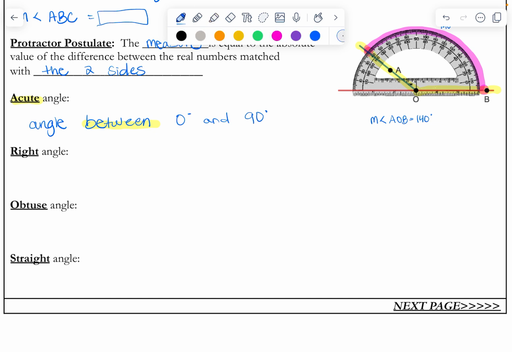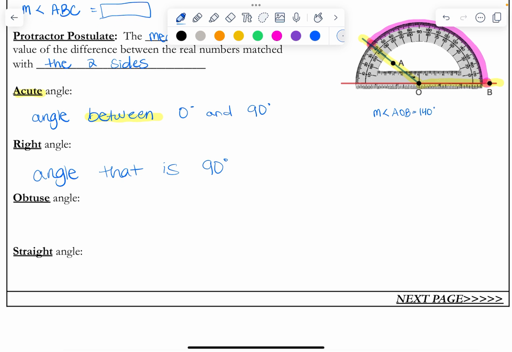Okay, the next type of angle we have is a right angle. Hopefully you've heard of this term before, but it is an angle that is 90 degrees. Okay, so not 91 degrees, not 89 degrees, exactly 90 degrees is a right angle.